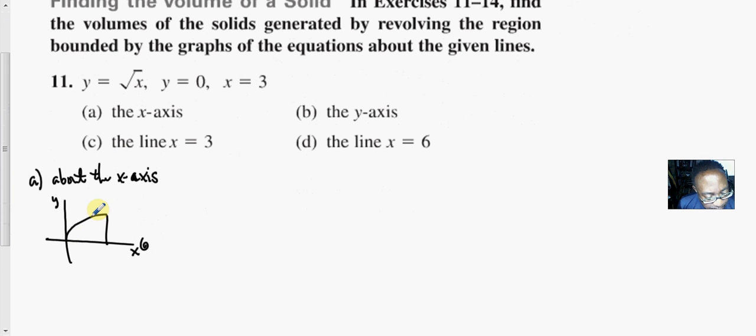Now, if that be the case, then we say that the rectangular slice for the radius is perpendicular to the axis of revolution. The thickness of the radius, look at that, is parallel, or it runs with the x-axis. So the thickness is with respect to x, or dx. So now we calculate r of x, and it's r of x because we're using dx.